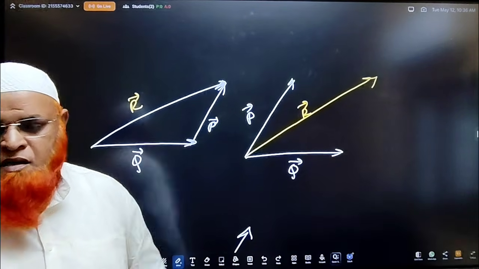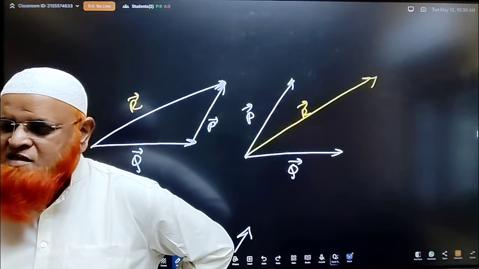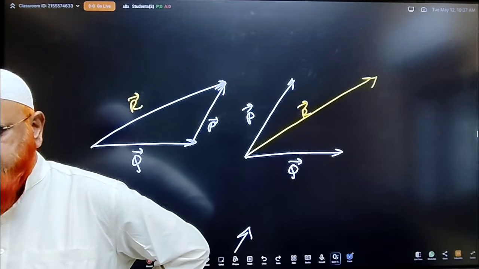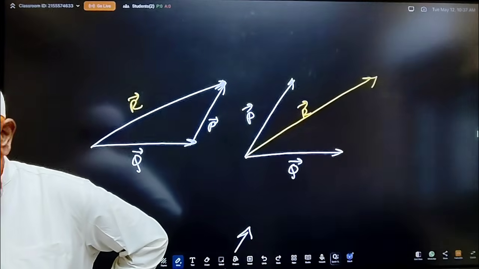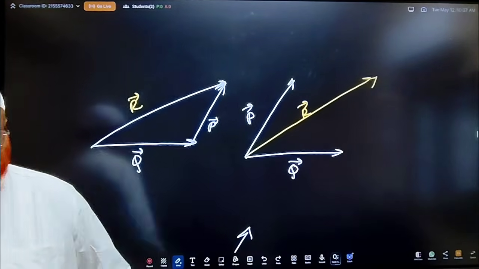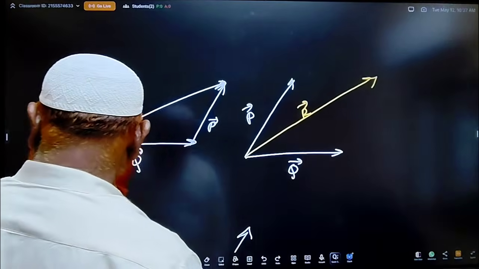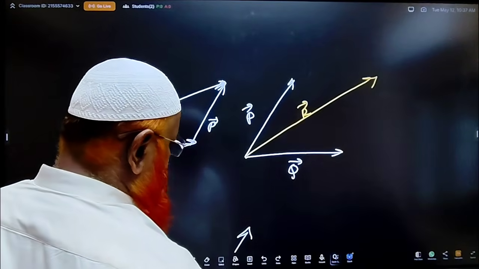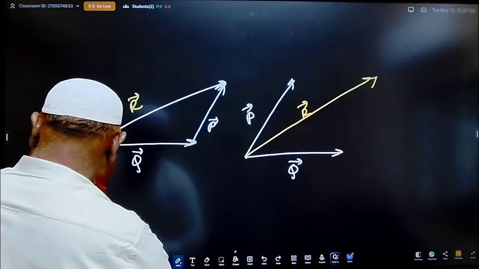Why should we study all these things? P bar plus Q bar is equal to R bar. Where do we apply all this? I'll use some examples where we apply it. So what are the beautiful examples where we apply this parallelogram law? Now just see here.